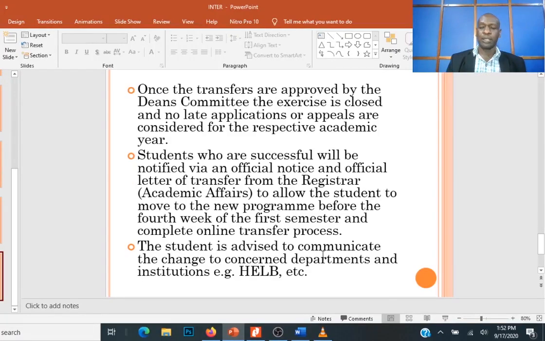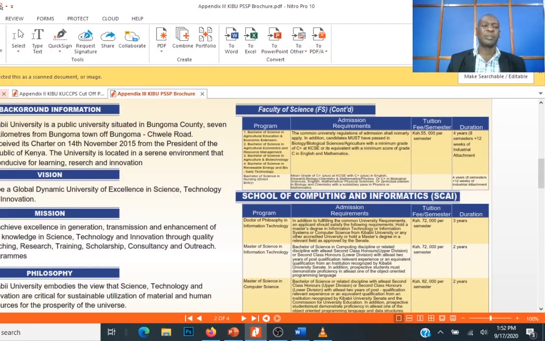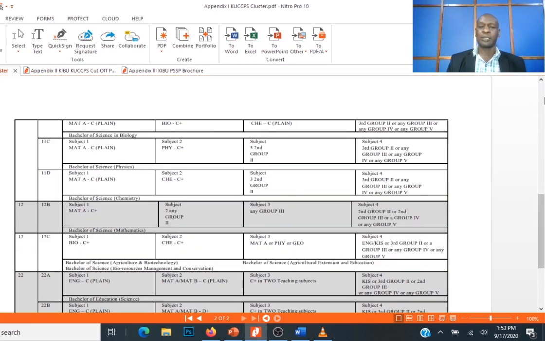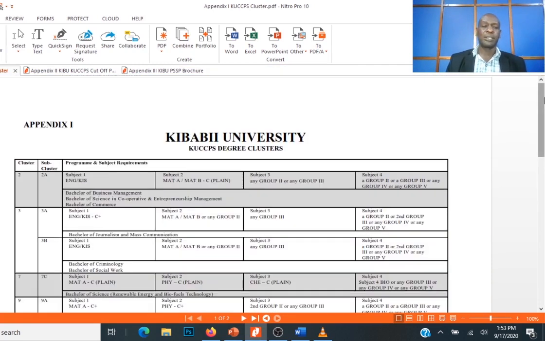So I would like to show you the other clips, as I was saying, the appendices. So the first appendix here we have is the cluster groups. Now this appendix 1 is the COOPS degree clusters, which I took from the COOPS website, and here I only listed the cluster groups for Kibabi University degree programs.